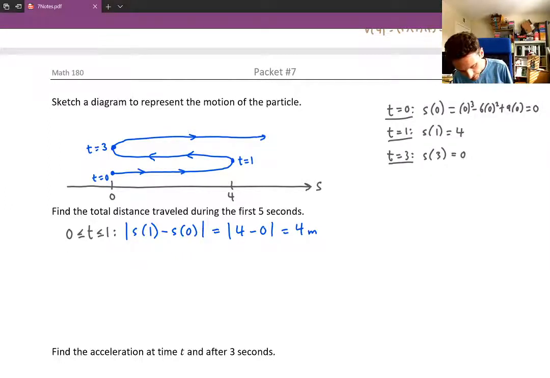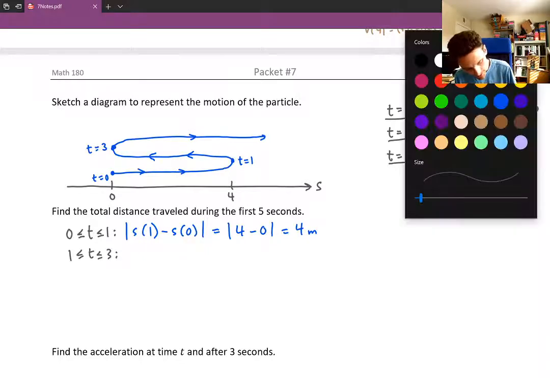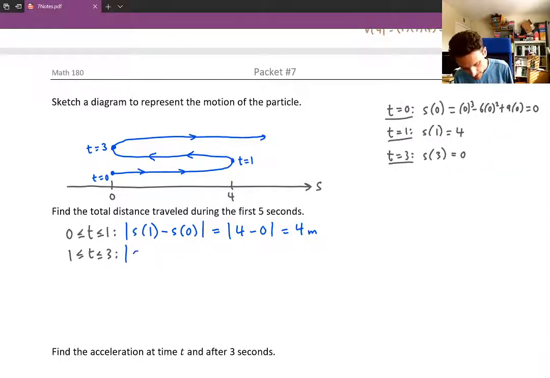On the next leg of the journey, from t equals 1 to t equals 3, we can calculate the distance traveled, again, by looking at the difference in the position values, but with an absolute value bar there to ensure that we're talking about positive distances traveled instead of displacements. So here the position at t equals 3 is 0, the position at t equals 1 is 4. 0 minus 4 is negative 4, but then the absolute value makes it positive 4 meters.